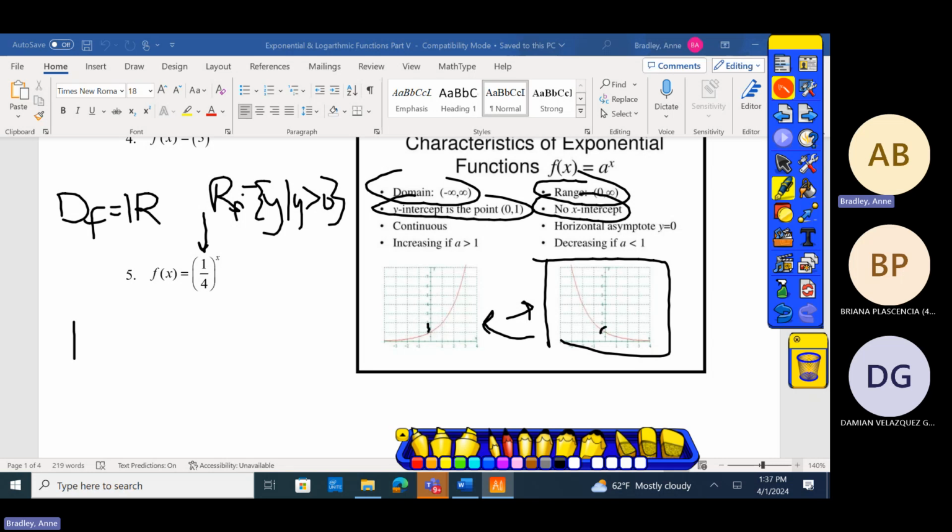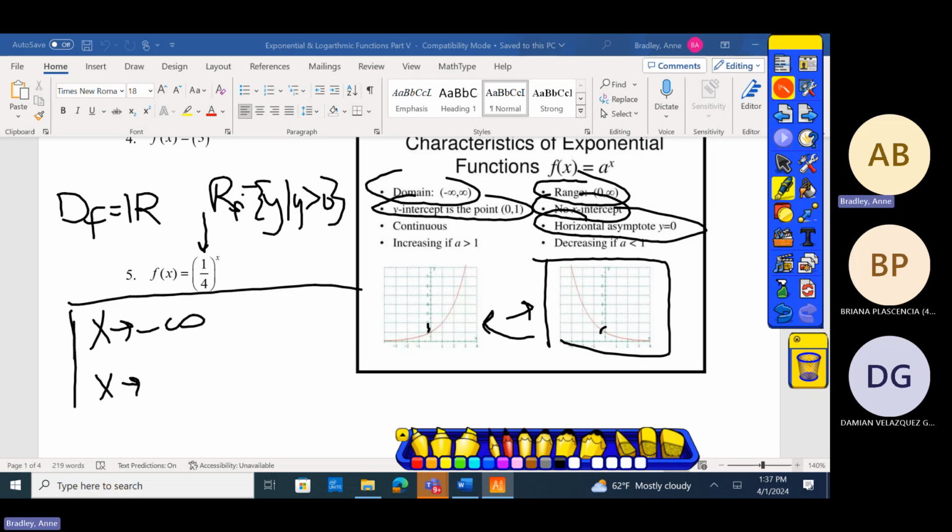All right, next thing is we are going to identify the asymptotes. We have the exact same asymptote, y equals 0. And the last thing is going to be the end behavior. So let me do that over here. As x goes to negative infinity and as x goes to positive infinity. And I probably should have put f of x, but f of x and y are the same thing.